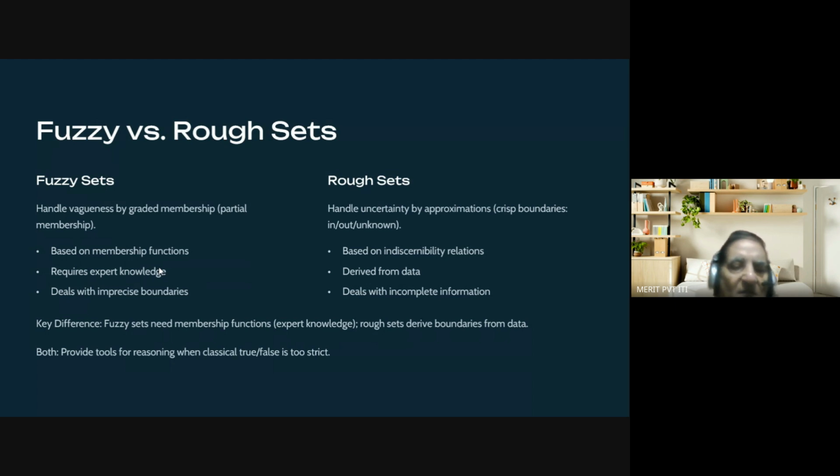Fuzzy set needs a membership function and expert knowledge. Rough set derives boundaries from data. Both provide tools for reasoning when classical true or false is too strict. That's why it is represented between 0 and 1, all the things.